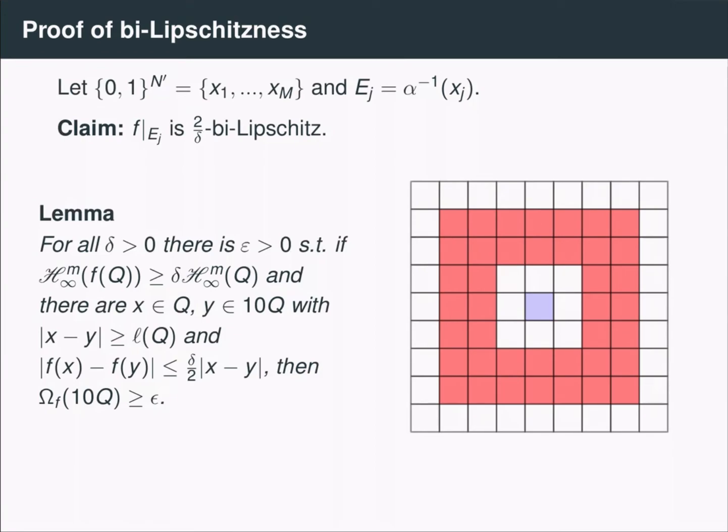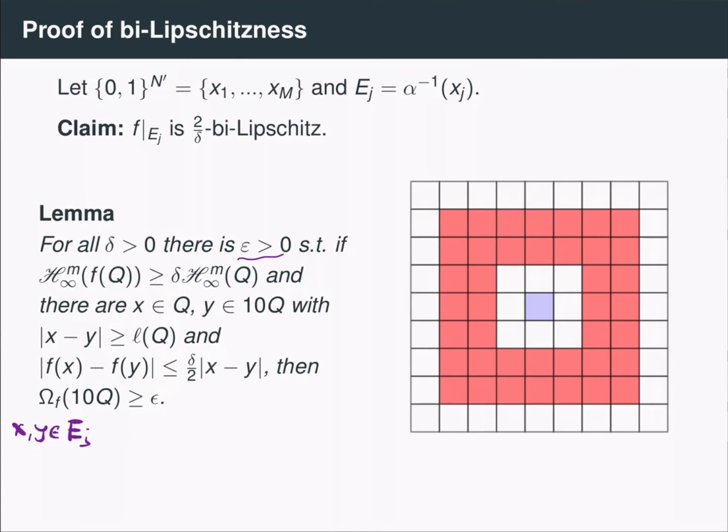So recall that it said that for any delta bigger than 0, we can find some number epsilon so that if the Hausdorff content of the image of the cube is at least delta times the Hausdorff content of the cube, and there are points x in Q and y in 10Q whose distance is at least L of Q apart, and finally that f of x minus f of y is small, in the sense that it's at most delta over 2 times x minus y, then this implies that the omega number for 10Q must be at least epsilon. Okay, so let's suppose x and y are inside my set ej.